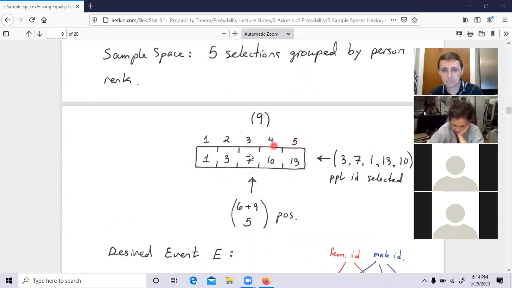And so here is my form that I will select for the sample. If the people IDs that were selected are 3, 7, 1, 13, and 10, that means I will have 1, 2, 3, 4, 5. I will put them in order. If I select simultaneously, I can group my presentation in order. So it will be 6 plus 9 choose 5 possibilities to fill in this form. Do you understand why it's 6 plus 9 choose 5? We dealt with this situation as a sub procedure.